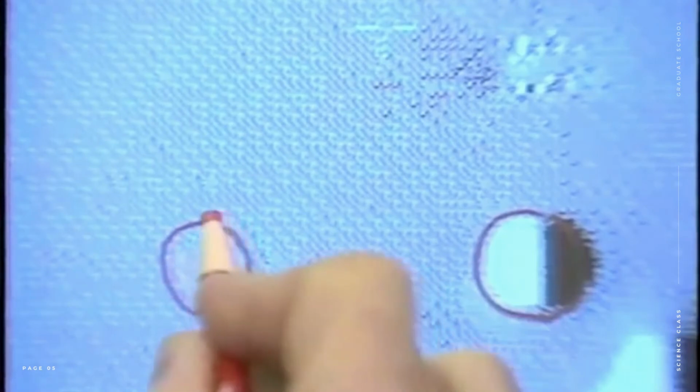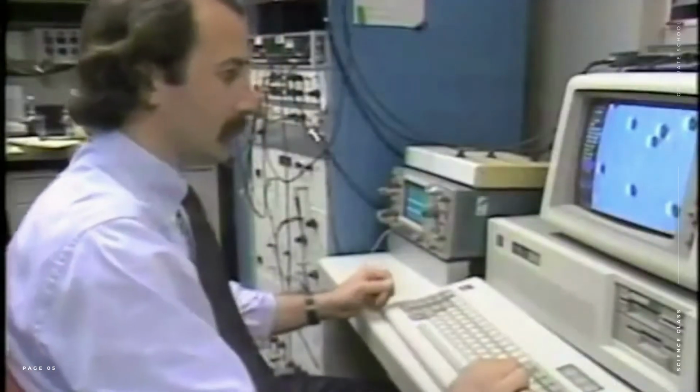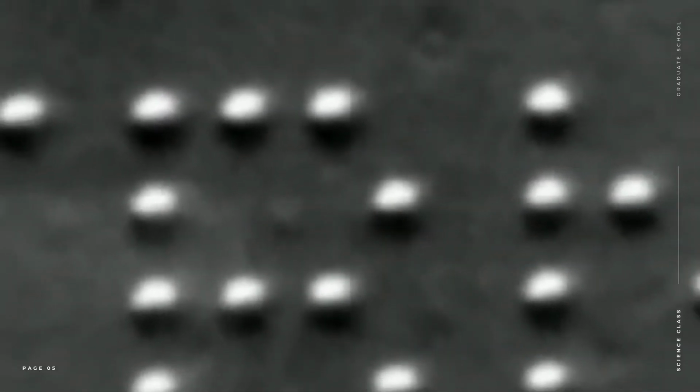In 1989, Don Eigler and his colleagues at IBM did just that. They moved individual atoms, 35 in all, to spell out IBM. 40 years after Feynman predicted the future. Today, scientists are using nanotechnology and making things smaller and smaller.